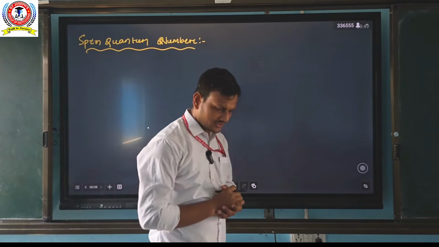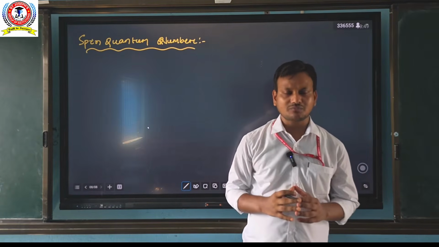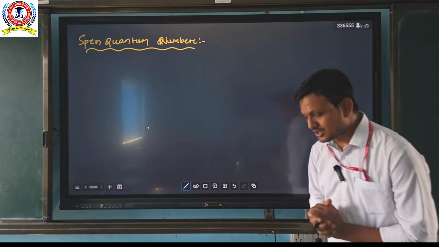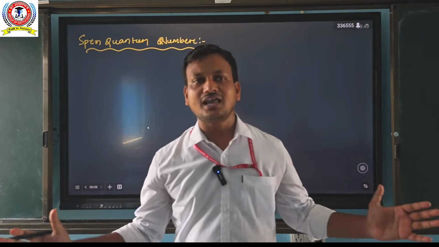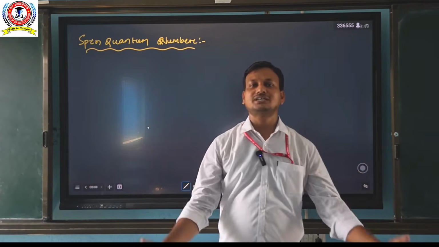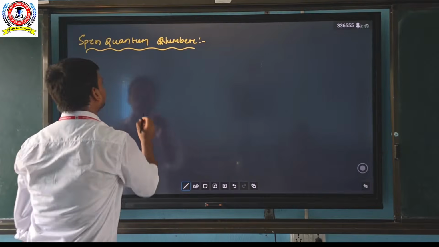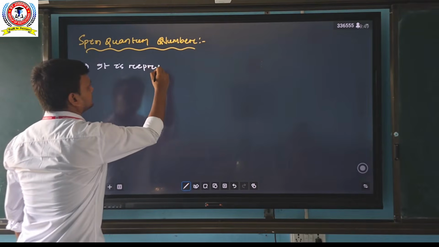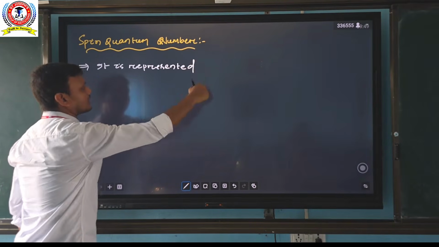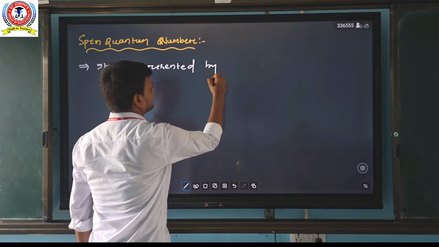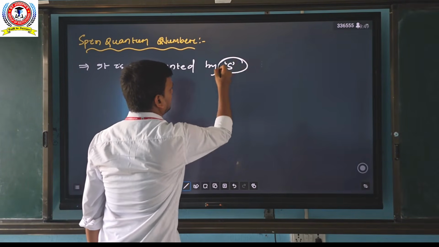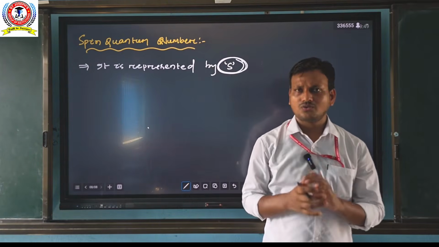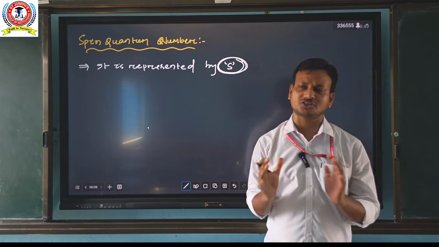Students, like the principal quantum number is represented by n, the azimuthal quantum number is represented by L, and the magnetic quantum number is represented by M, similarly the spin quantum number is represented by small s.